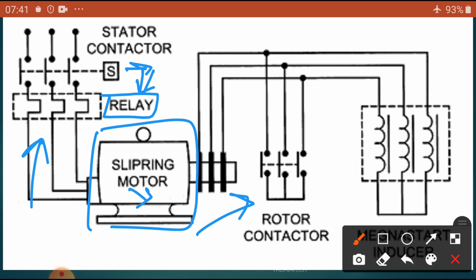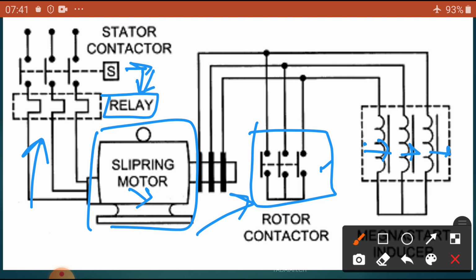The main concept here is how we are going to connect the rotor rheostat resistance to the rotor inside the slip ring induction motor. You can see it at a glance. Here one contactor is connected. Initially, it is connected in star, so the contactors are open, and it is connected with these resistances inside the resistance box.